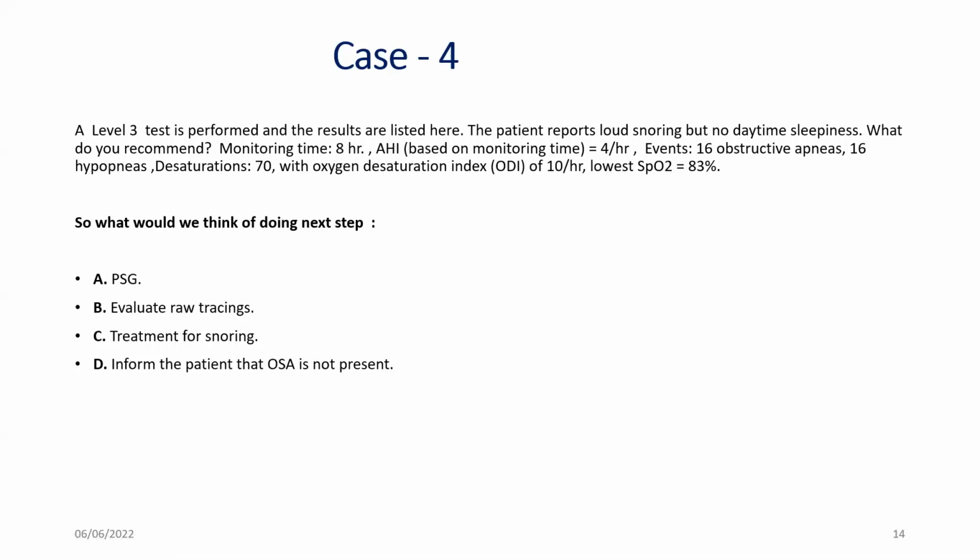So go back to what I told you earlier in the last few slides. AHI is 4 per hour. It's a level 3 study, but you can see the oxygen desaturation index is 10 per hour, which is much higher compared to AHI. So we need to look at the raw tracings. Actually, we need to evaluate raw tracings or look for PSG. So it says evaluate raw tracings, or maybe yes. Pankaj, explain here why you want to look for raw tracings.